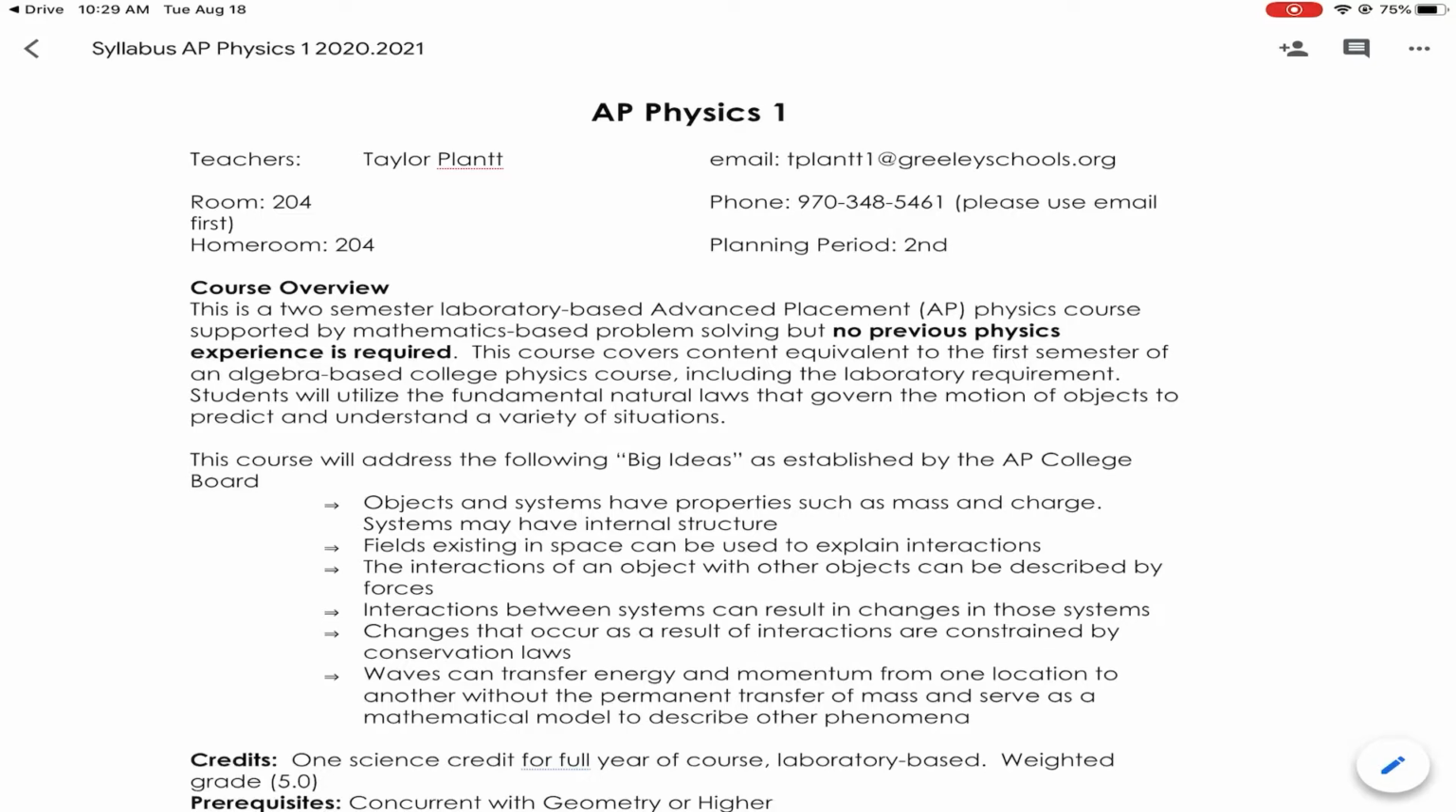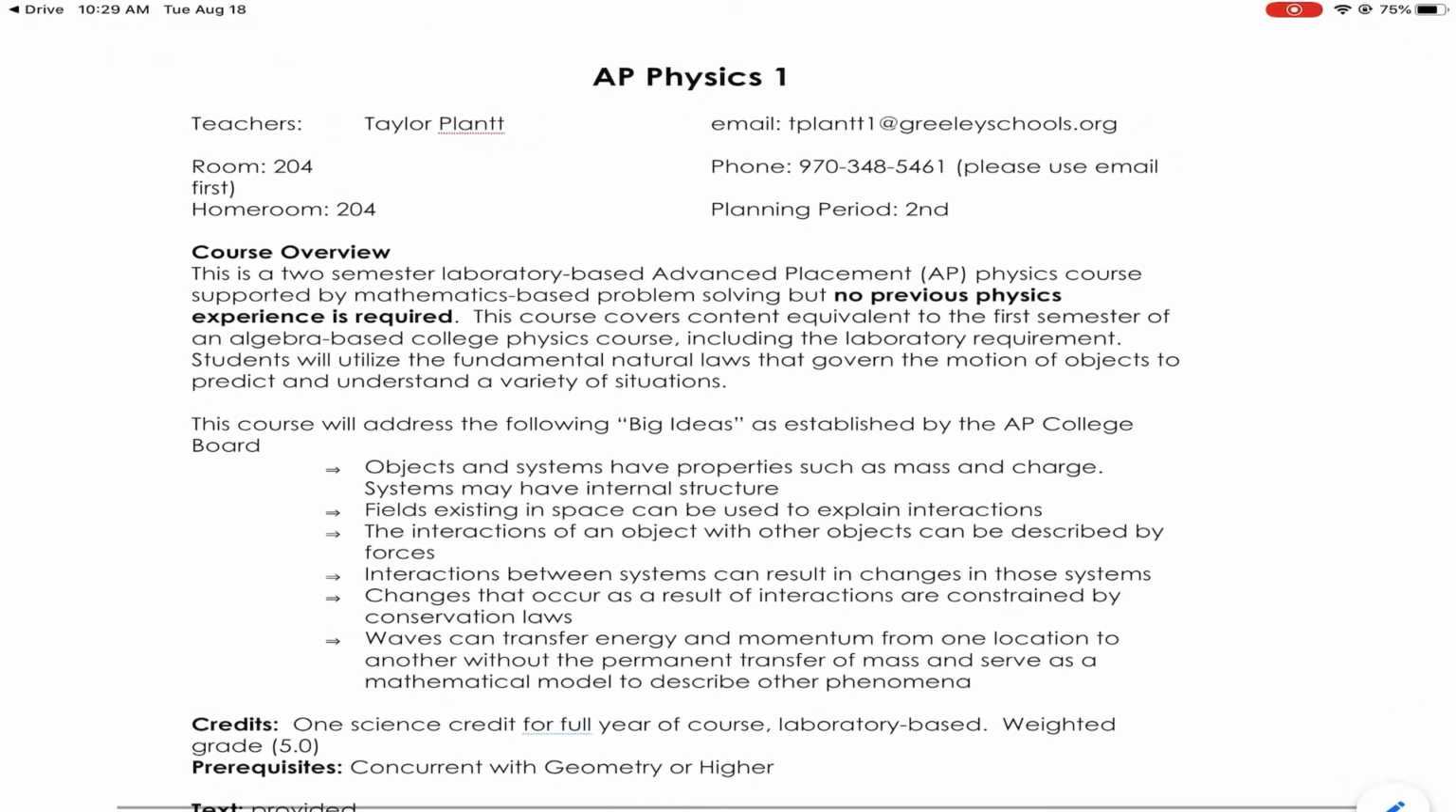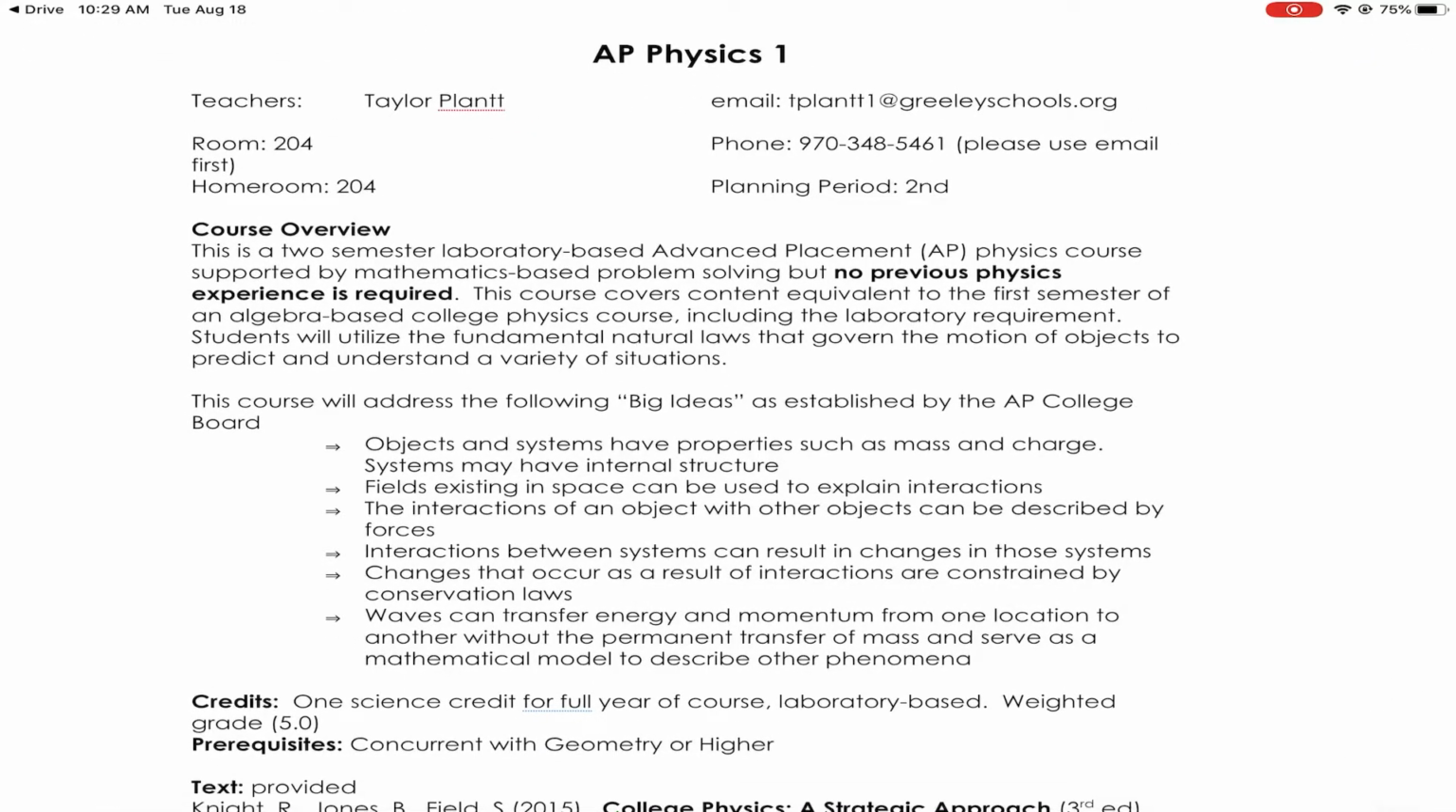We are going to be in room 204. That's where I'm at for homeroom. It's also where you can pretty much always find me this first quarter. My planning period is second period, so if you ever need, I guess you guys don't really have off blocks in the middle of the day, but if you have questions or something, I can help you out during second period.